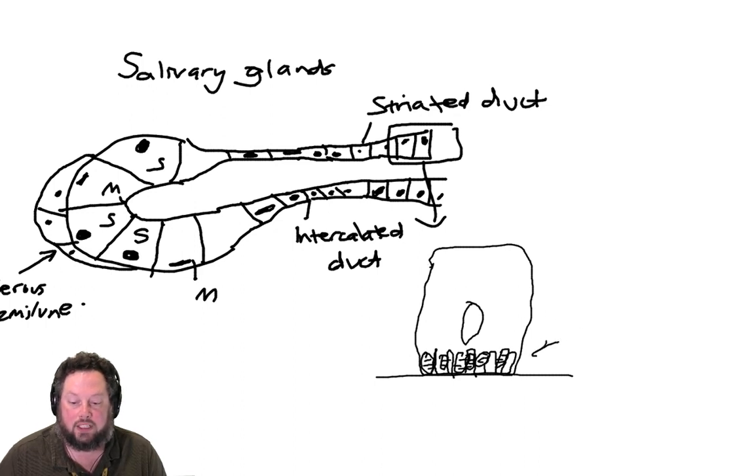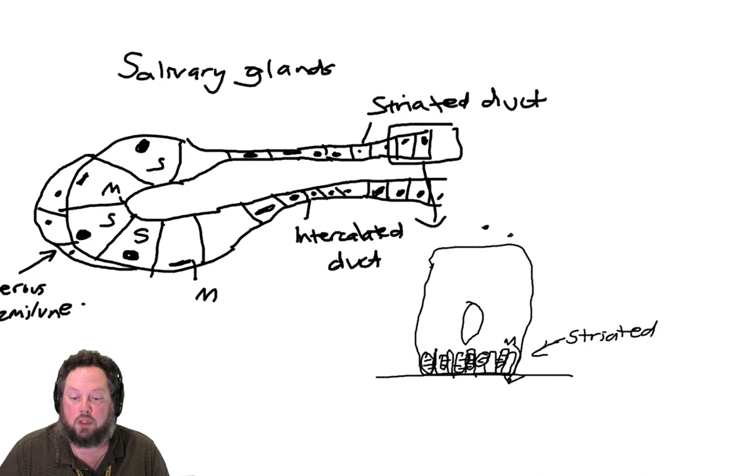Okay, and so it actually gives the bottom of the cell a striated appearance because the membranes are acidophilic, the mitochondria are acidophilic, and it can actually move substances against the concentration gradient back into the bloodstream. So it can absorb things from the saliva that's being secreted and then move them into the underlying bloodstream here, against the concentration gradient, and that accounts for the striations.